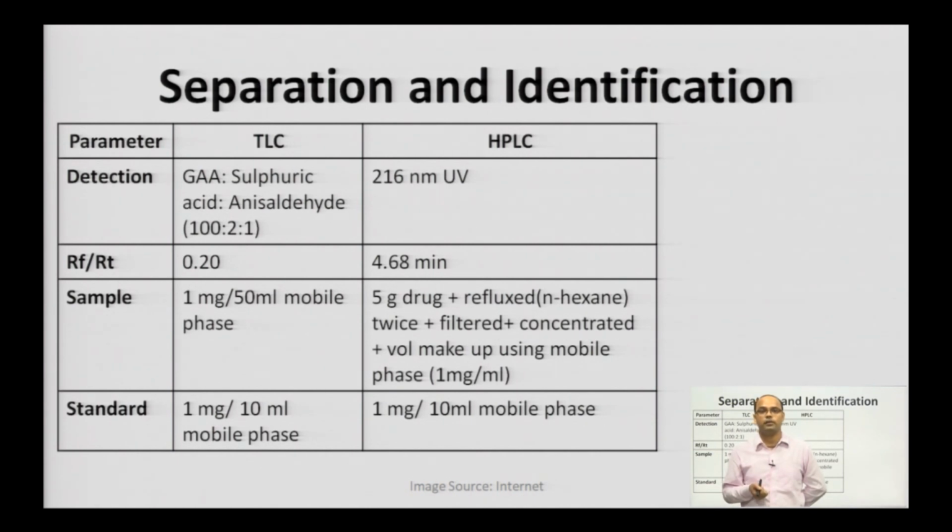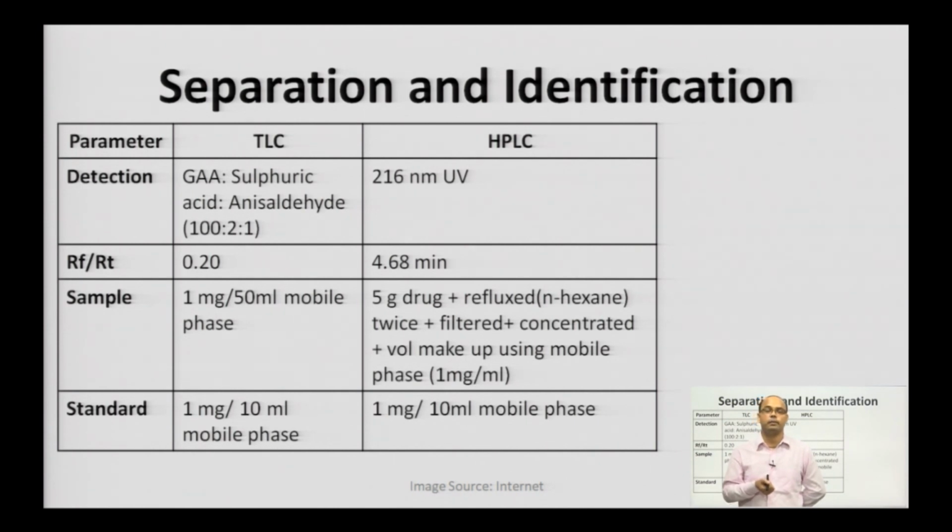Here the sample we have prepared by dissolving 5 grams of drug artemisinin leaves, which is refluxed with n-hexane twice and filtered. The filtrate is then concentrated, and the volume of the concentrate was made up using mobile phase up to 1 mg per ml. This 1 mg per ml sample was injected into the HPLC column, and detection of our sample was made at 216 nanometer using a UV detector.